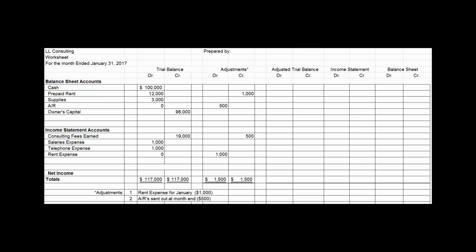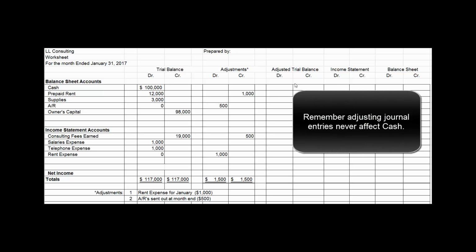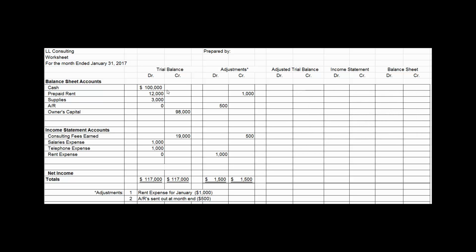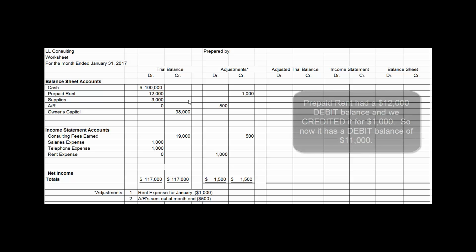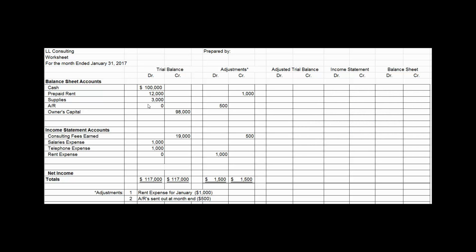Now comes the part we have to be careful. We have to take this trial balance and adjust it by our adjustments. Well, what happened to cash in the adjusting process? Nothing, because adjusting journal entries never affect cash. But what happened to prepaid rent? It went from a $12,000 balance with a credit of $1,000 down to an $11,000 debit balance. What happened to supplies? Nothing. What happened to accounts receivable?